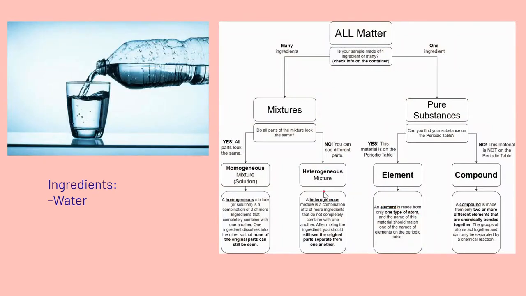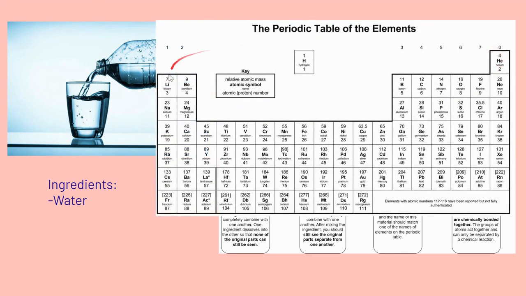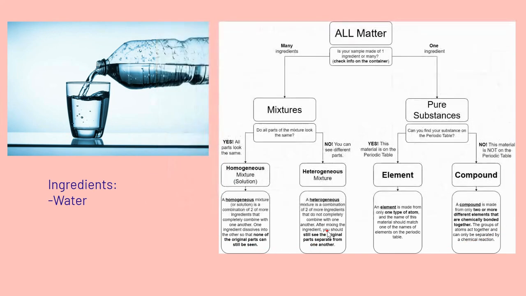If I look at the next substance, water, water only has one ingredient, water. So we're also going to follow the right path here. However, if I bring up my periodic table again, I'm not going to find water anywhere on this periodic table. Therefore, water is a compound. It's multiple elements put together.